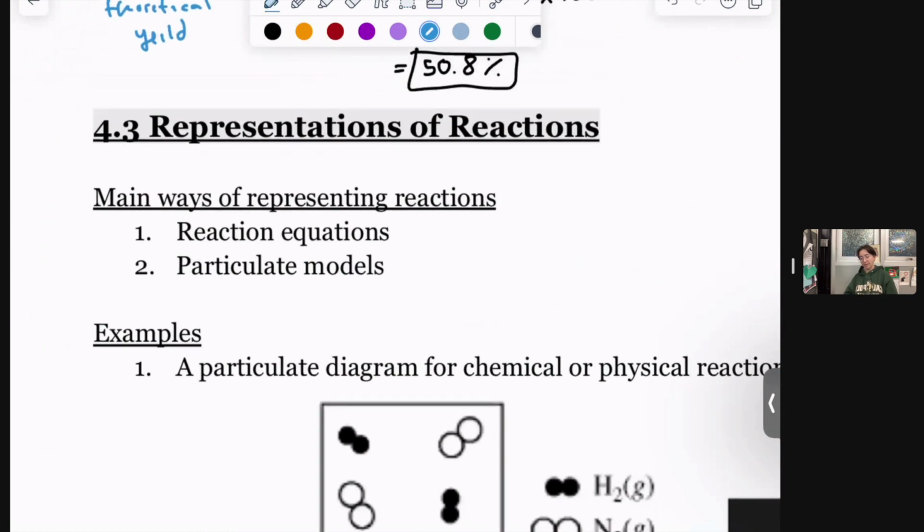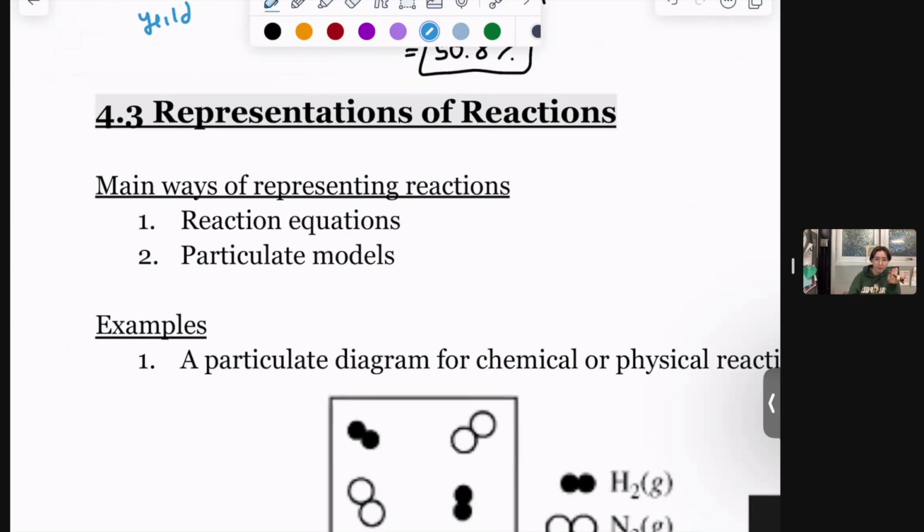So how are we going to actually visually show or communicate that a reaction has happened? How can we represent the different parts of a reaction? There's two main ways. One of them we've already learned. We can do a reaction equation. So that's all the ones we've been doing. A chemical reaction equation. Or we could do a particulate model.